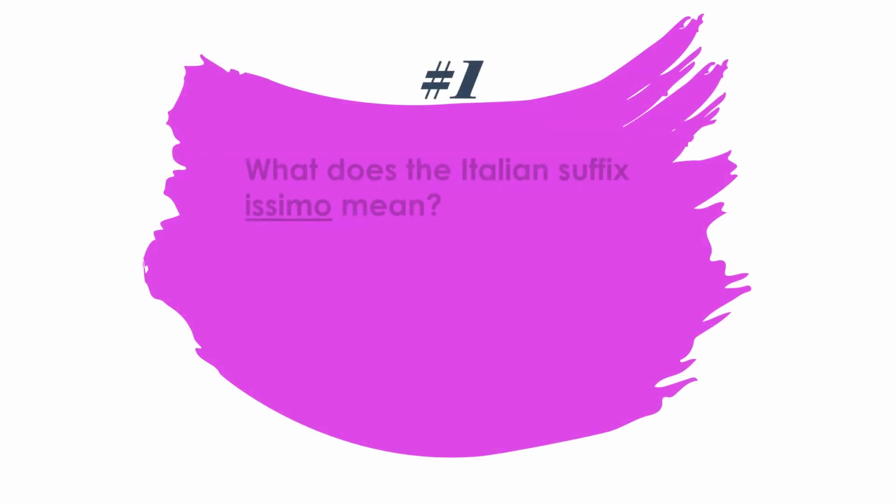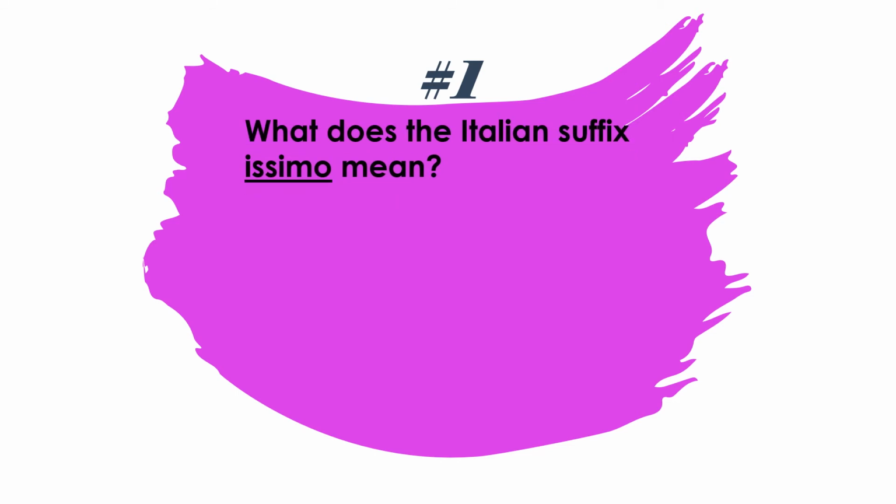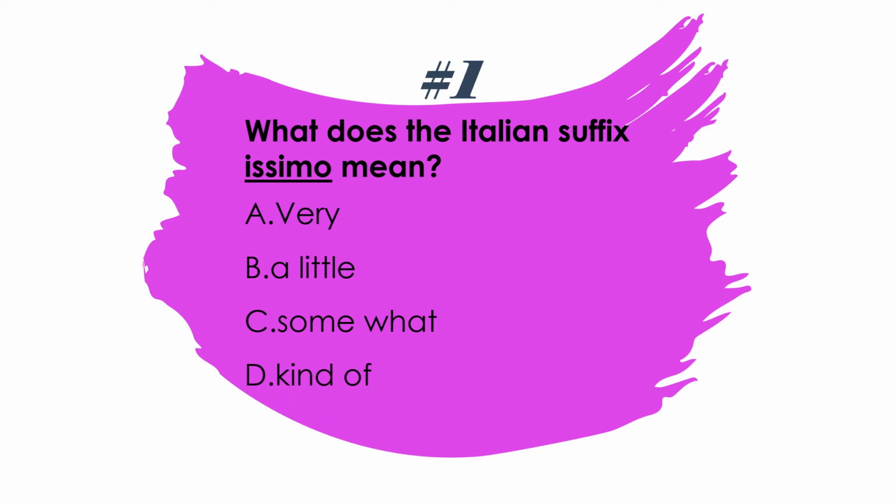Question 1. What does the Italian suffix "-issimo" mean? Is it A, very, B, a little, C, somewhat, or D, kind of? Answer is A, very.